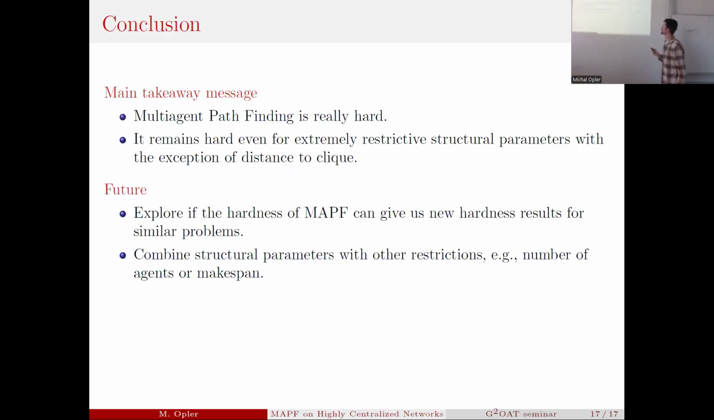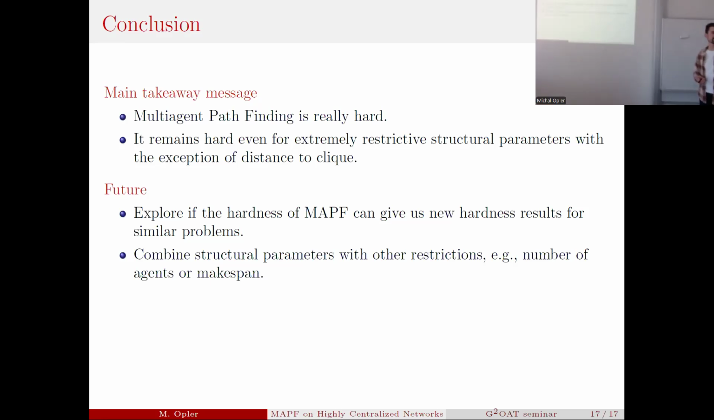And so just to conclude, the main takeaway should be that multi-agent path finding is hard on trees with just constantly many leaves and a constant number of internal vertices, not at the same time. But for the future, what we can do is explore if this kind of very restricted hardness of multi-agent path finding can be used to deduce hardnesses of some other problems within similarly restricted domains. And also if we can combine the structural parameters with some other restrictions like the number of agents or makespan, since the structure alone doesn't seem to help too much. And that's it. Thank you.